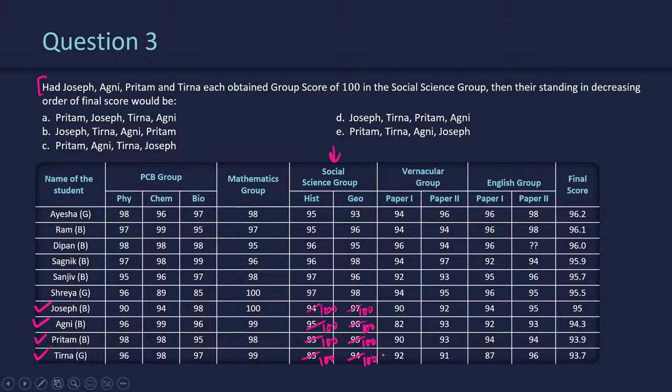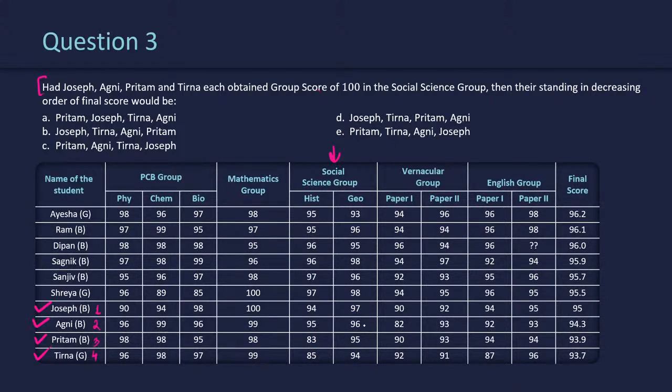यही मतलब है. So right now the standing order is Joseph is first, Agni second, Preetham is third and Tirna is fourth among these four people. अब अगर इसको 100 कर देंगे तो what will be the change in the final score? So उसके लिए we have to see कि कितने का change आ रहा है, right?